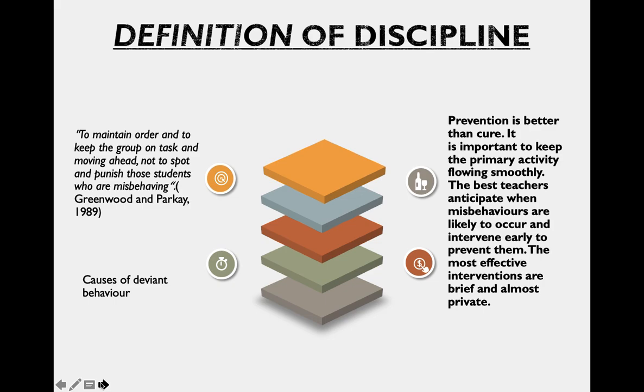So it is important to keep the primary activity flowing smoothly. And the best teachers are those who anticipate when misbehaviors are likely to occur and intervene early to prevent them. The most effective interventions are brief and almost private. Especially while talking about discipline, the teacher has to be direct with the student, precise, very limited, and direct to the point.